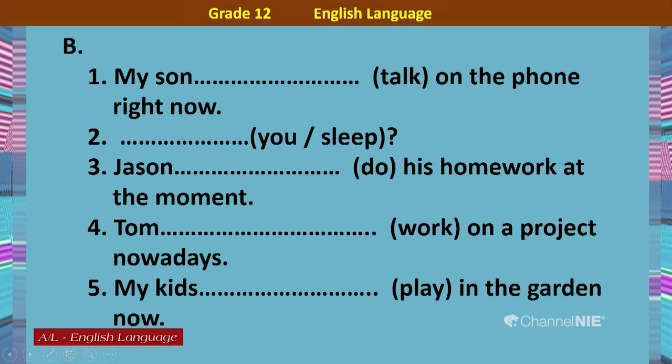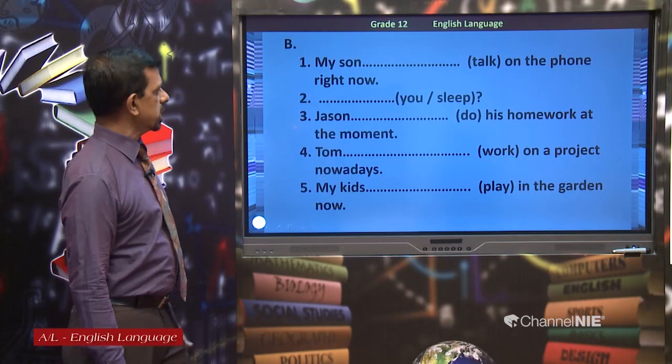Second one, you sleeping? Are you sleeping? Number 3, Jason, his homework at the moment. Jason is doing his homework at the moment. See, we have a clear indication of the action that is happening now. Number 4, Tom on a project nowadays. So, as I said before, an action that has started before and it is still continuing, we can use the simple present continuous form. Tom is working on a project nowadays.